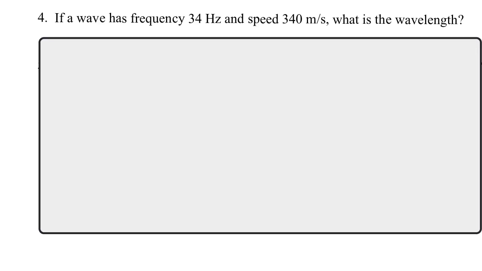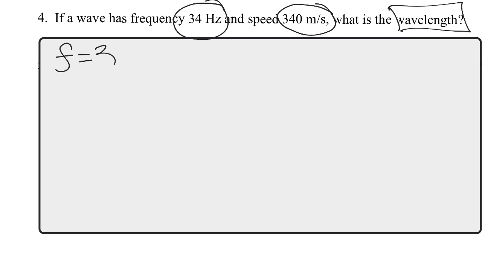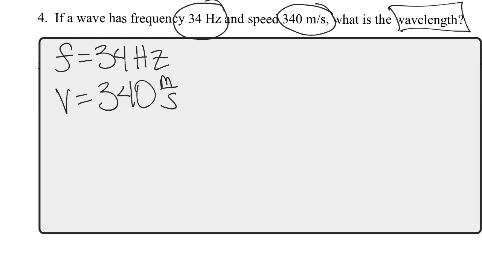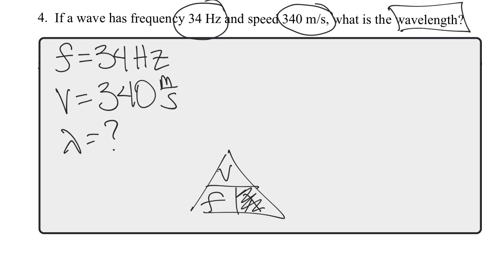All right, here's our fourth question. If a wave has a frequency of 34 hertz and a speed of 340 meters per second, what is the wavelength? So my f is equal to 34 hertz. My v is 340 meters per second. And we're looking for the wavelength, lambda. What's the equation? V over f. Okay, lambda equals v over f.